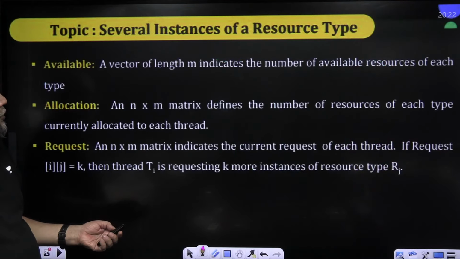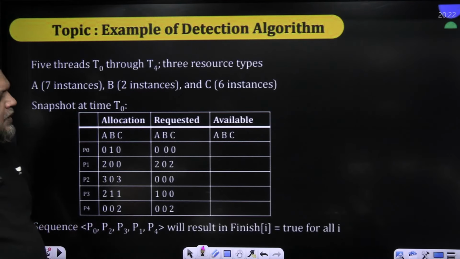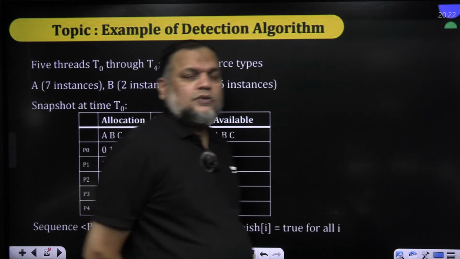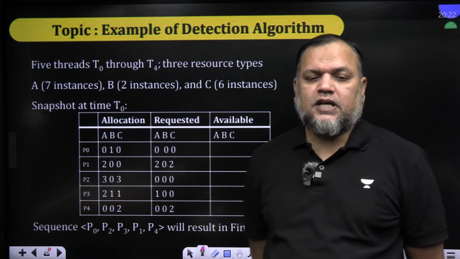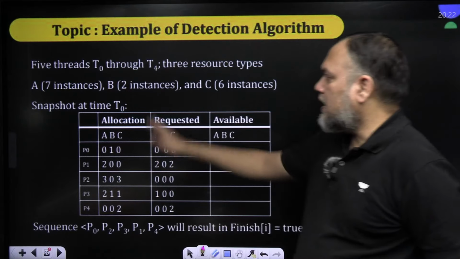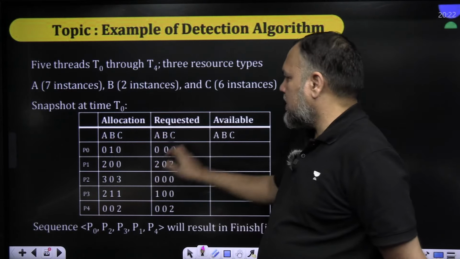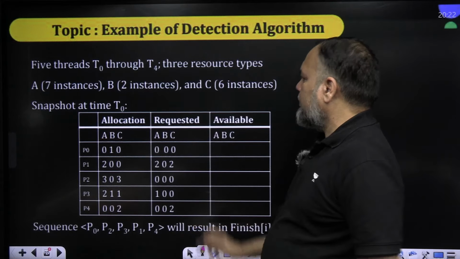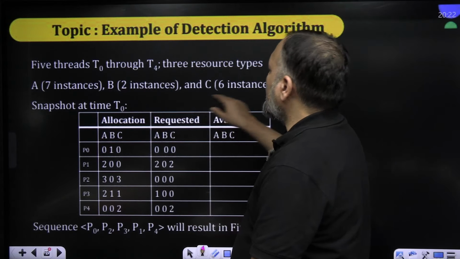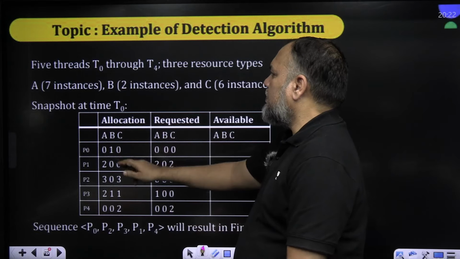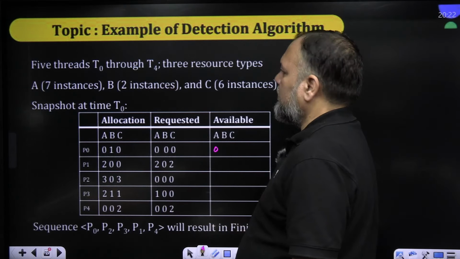Agar multi-instance resource honge, then the data structures and the algorithm is exactly similar to safety algorithm. Difference ye hoga ki yahan par process ke paas koi maximum a priori knowledge nahin rahegi. We'll have only two things, current allocation and current request. Like this is a current allocation, this is a current request, and this is available. We can calculate the available. How much? I have A 7 copies, B 2 copies, C 6 copies. So out of 7 copies, how many are allocated? 2 plus 3 plus 2, 7. So I have 0 copies available.